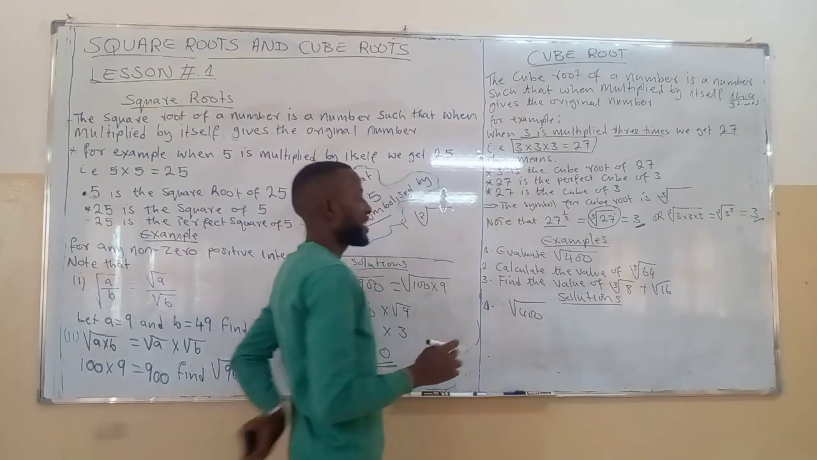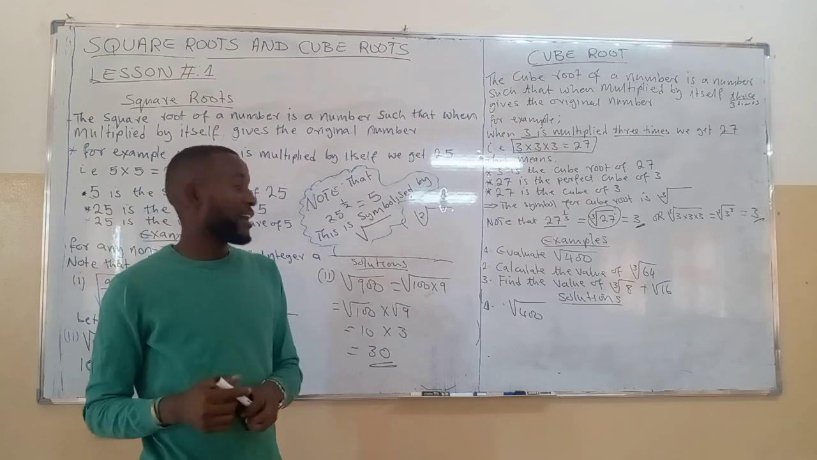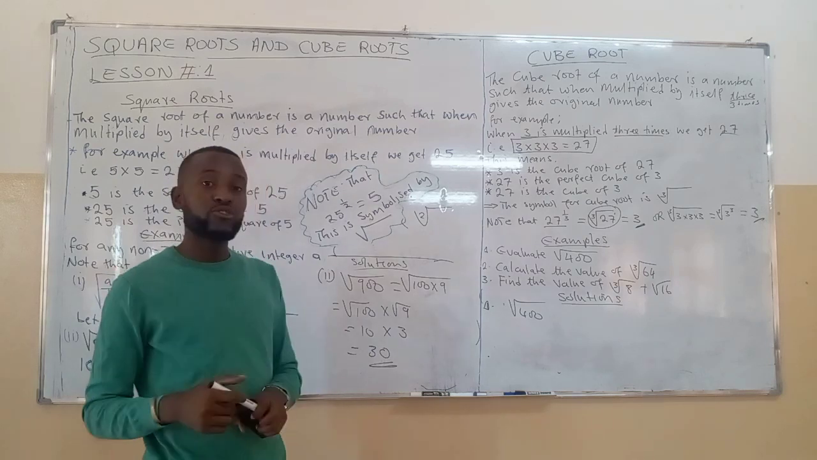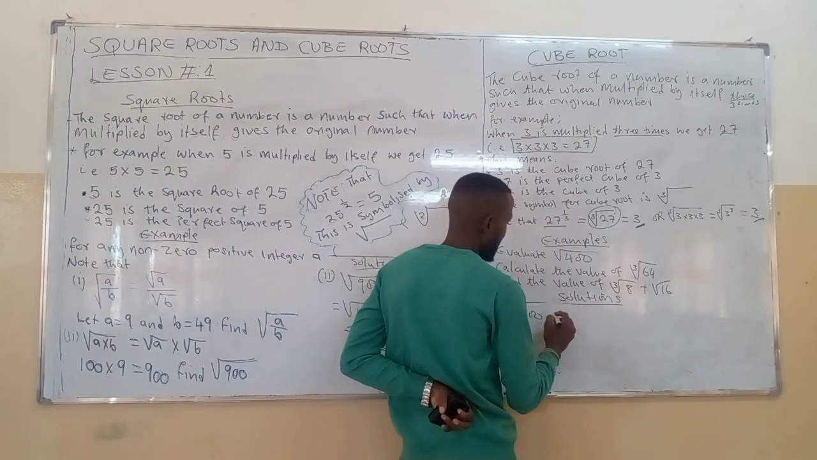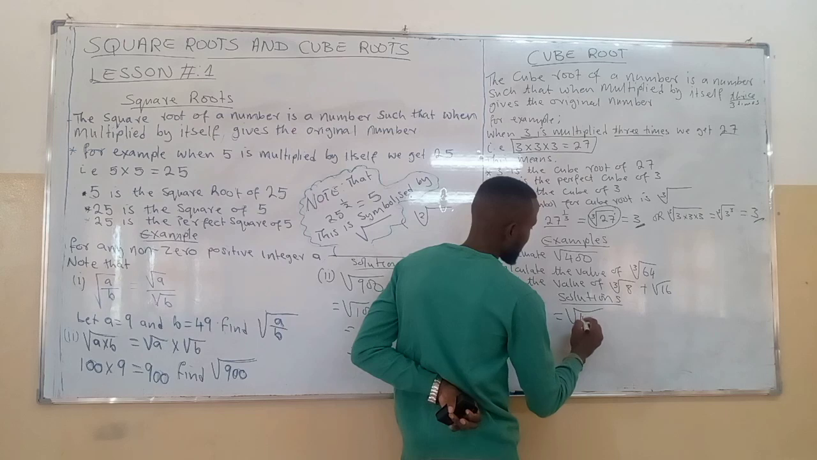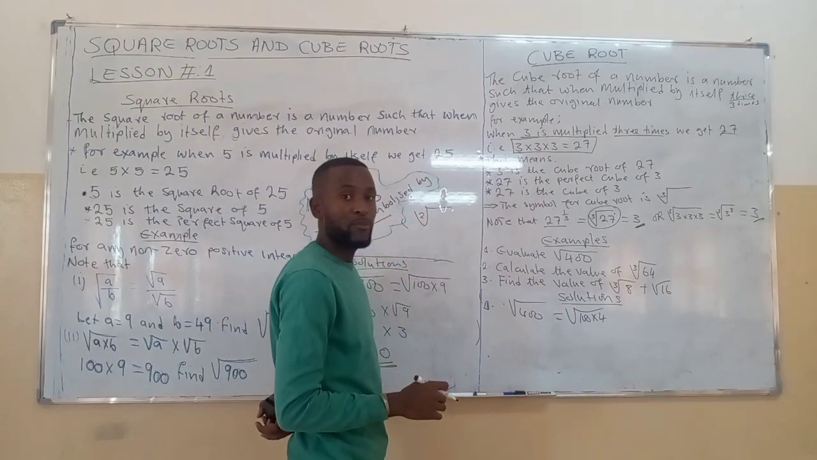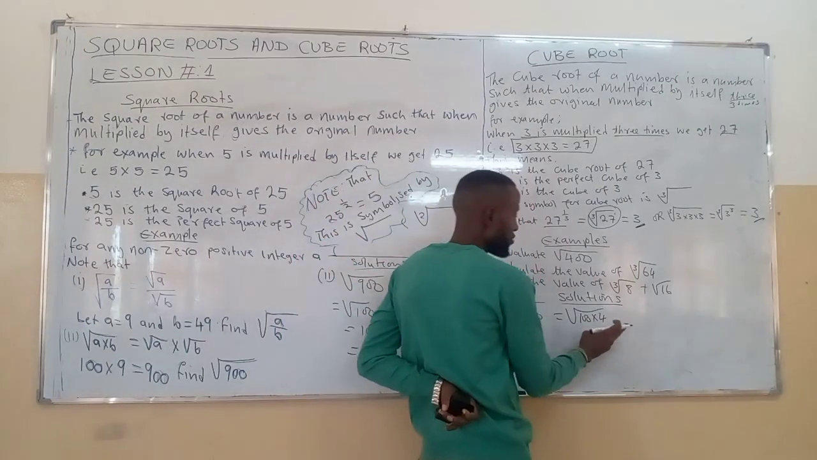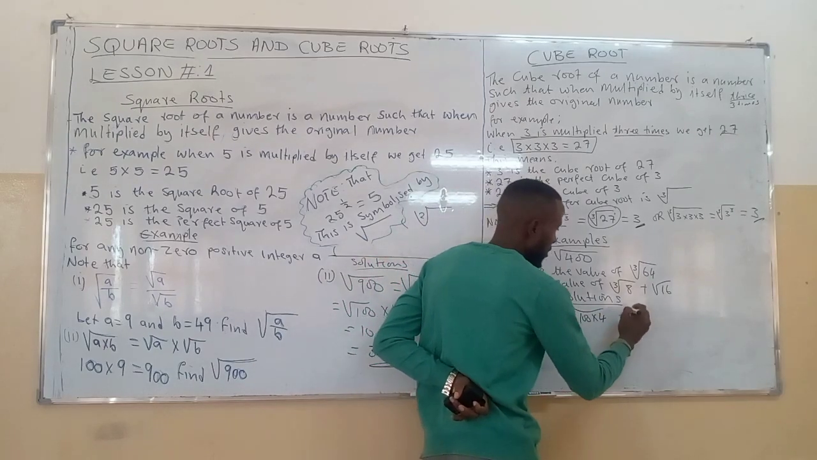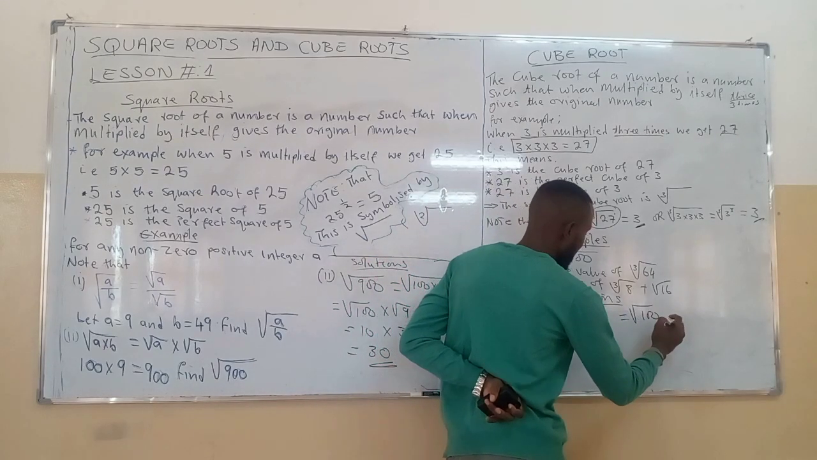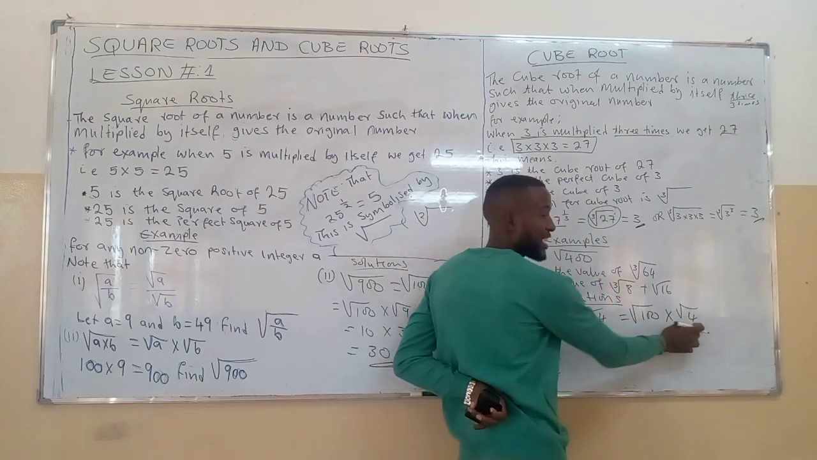Now, we know that 400 can be found by multiplying 100 times 4, isn't it? We can simply say 400 is the same as 100 times 4. 100 times 4, we get 400. So now, when we write it in this manner, use the method we have learned. Write this same thing and split it: the square root of 100 times the square root of 4.